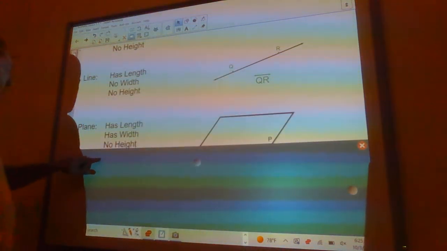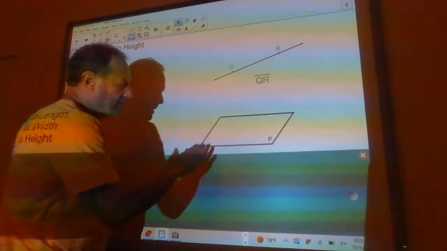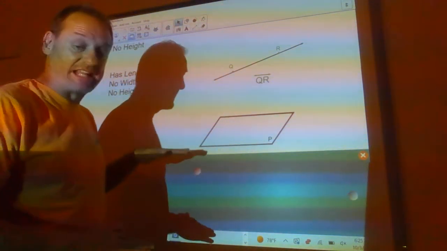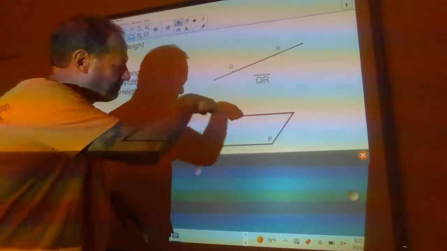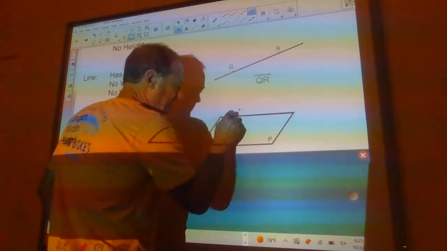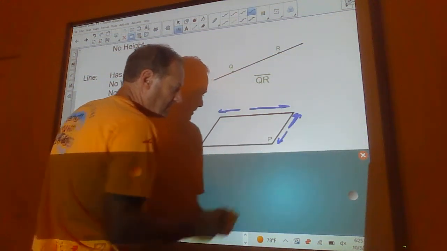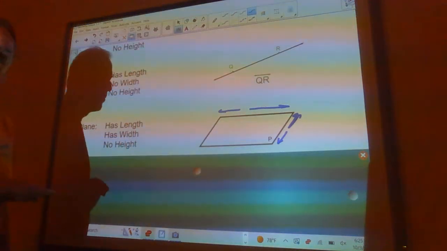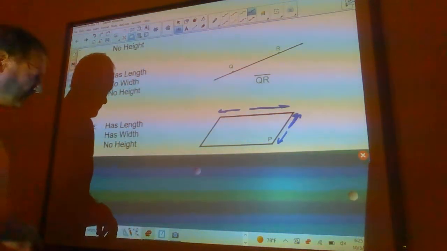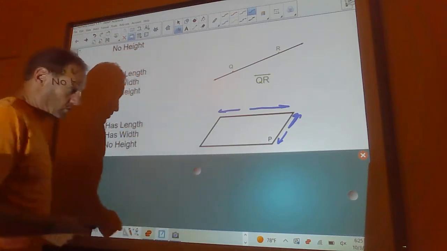Our next term is going to be a plane. A plane, now this looks like a parallelogram. It's not a parallelogram. It's a flat surface, and we're kind of looking at it from above. It has length here. It's got width here. But it has no height. It's a totally flat surface. It's like the surface of your desk. And usually we label that with a capital letter in the corner.